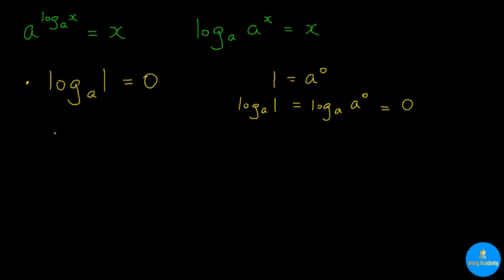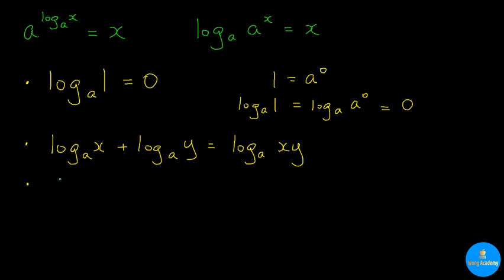The next 4 identities have a correspondence to the 4 operations in arithmetic. The first one is log of x base a plus log of y base a will be equal to one single log, but the input is x times y. After addition, then of course the next one is subtraction. So we have log of x base a minus log of y base a is equal to log base a of one input, which is given by x over y.